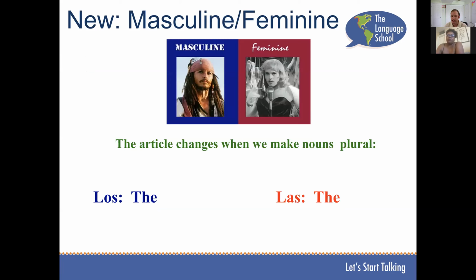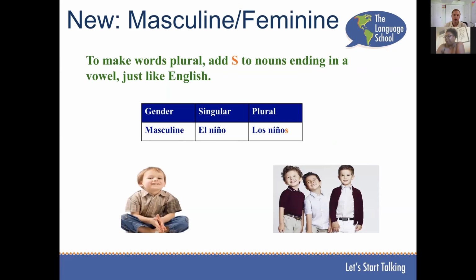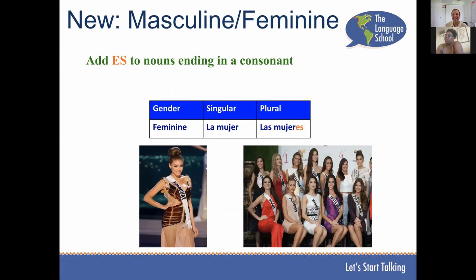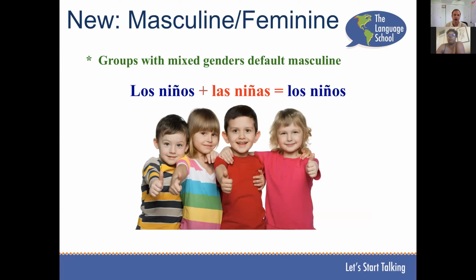In the plural version, we change el to los and la to las. We can add an S to nouns that end with a vowel. So el niño is the boy, los niños would be the boys. La niña is the girl, and las niñas is the girls. We add ES to words that end with a consonant. So la mujer is woman, las mujeres means women, plural. Okay? Perfect. All right.